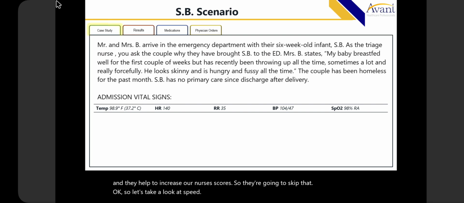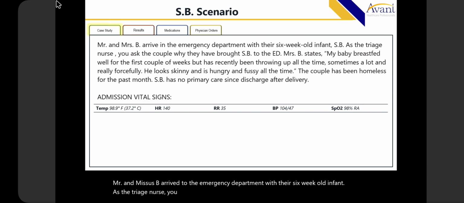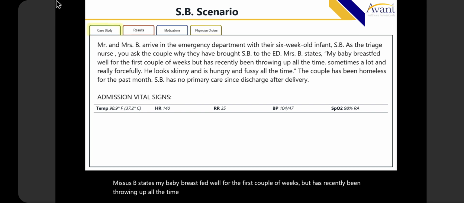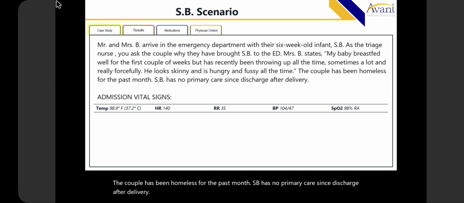SB. Mr. and Mrs. B arrived to the emergency department with their 6-week-old infant. As the triage nurse, you ask the couple why they have brought SB to the emergency department. Mrs. B states, my baby breastfed well for the first couple of weeks, but has recently been throwing up all the time, sometimes a lot and really forcefully. He looks skinny and is hungry and fussy all the time. The couple has been homeless for the past month. SB has no primary care since discharge after delivery. Okay.